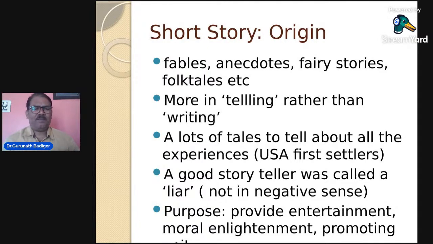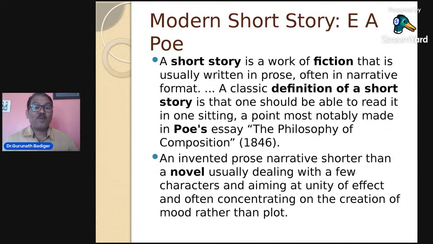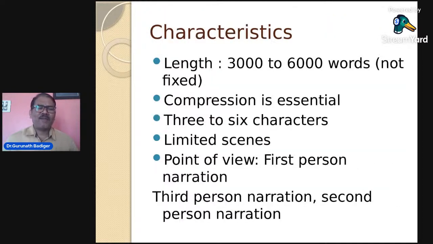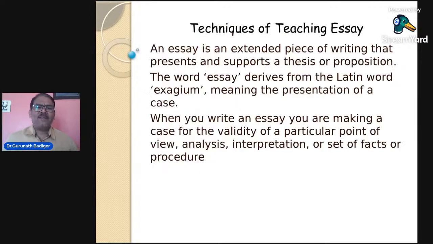Coming to the short story, as a one act play is to drama, short story is to novel. So short story is a very popular one, and it deals with a single theme. The reading of short story is completed in one sitting. Edgar Allan Poe is said to be the pioneer of short story. So short story teaching is rather very interesting. The length of short story is between 3,000 to 6,000 words. So anyway, these are some of the things that one should know to teach short story.